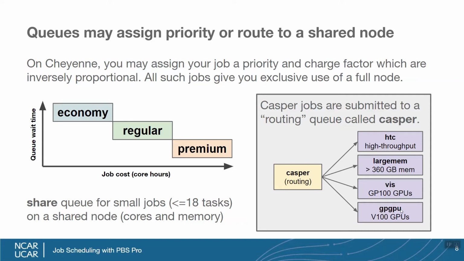And then there's the GPGPU queue, which will give you access to the more powerful, in terms of compute, V100 GPUs from NVIDIA. These are really used for machine learning and also CFD codes that are GPU offload enabled. We also have on Casper this GPU dev queue, and this can be directly submitted to, but your jobs will run in this queue as well.